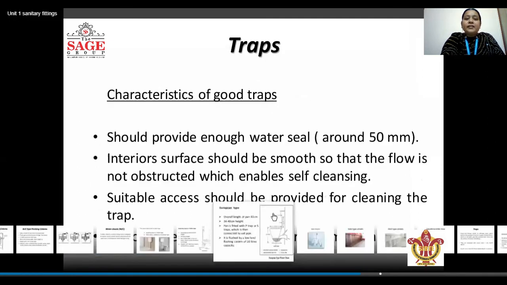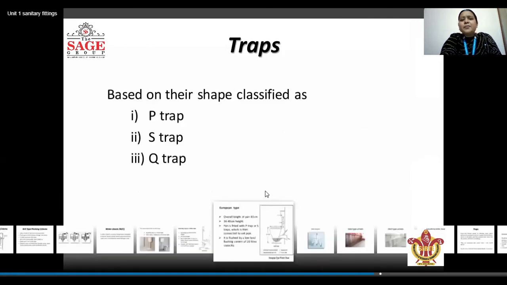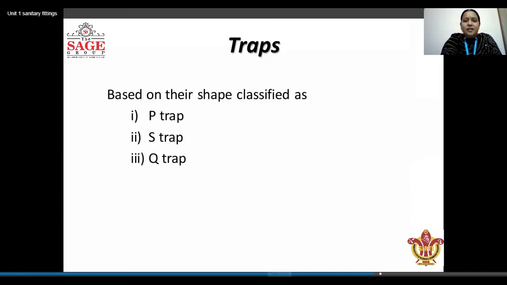Some characteristics of a good trap: it should provide enough water seal. The interior surface should be smooth so that the flow is not obstructed, which enables self cleaning. It means our trap pipeline should be clear, with a minimum velocity flowing in that pipe. Suitable access should be provided for cleaning the trap. It should be made of non-absorbent material, that is, a material which does not rust. P type, S type, and Q type traps we discussed previously.